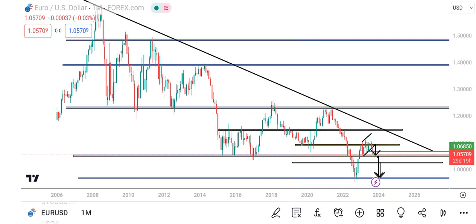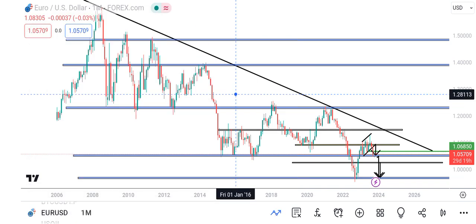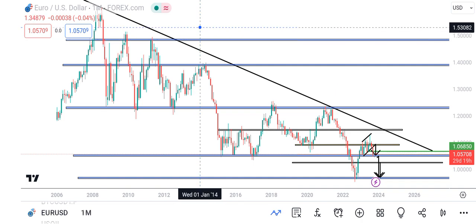You guys know the way I trade. Standard procedure: I come to the monthly time frame and break things down from there, then I proceed to the weekly time frame, go down to the daily time frame, and then down to the 4 hour time frame, which is where we're going to be picking our entries.